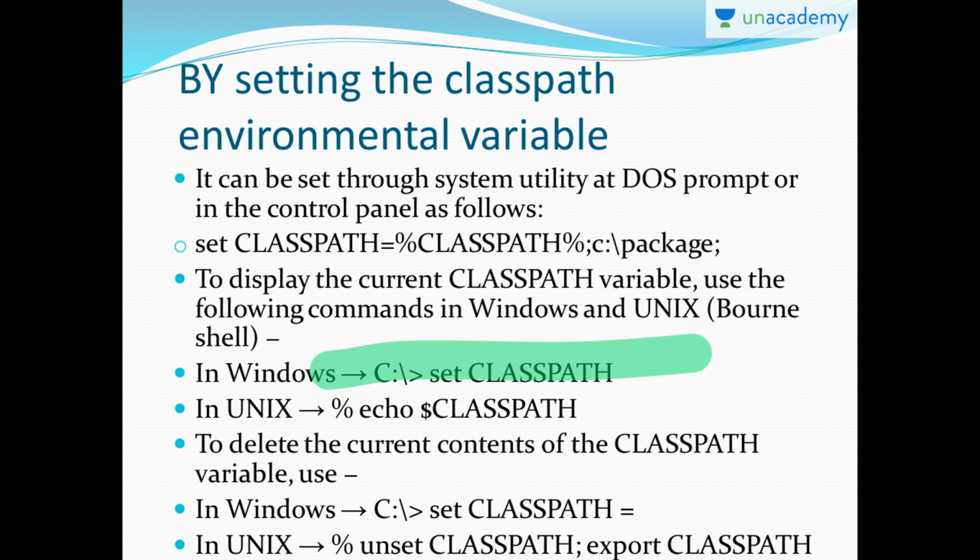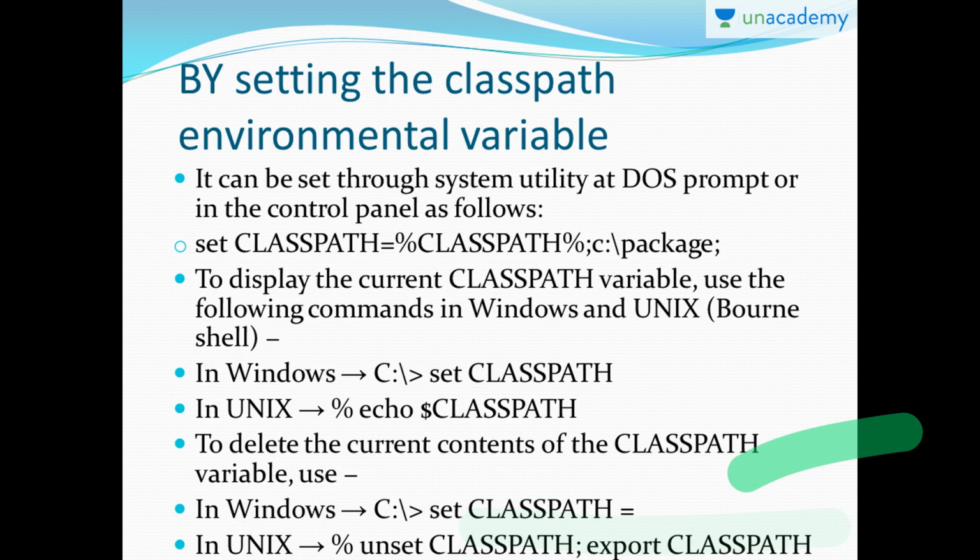In Windows and Unix it just varies. In Windows you need to write echo %classpath%, that is, C colon directories. You'll know this would be the symbol. This is the way you can access the variable which you have set. Then in Unix it is echo $CLASSPATH. To delete the current contents of the classpath variable, use this as follows: set classpath equals to whatever contents you need to delete, just write it over here. And in Unix this is the way it is done.